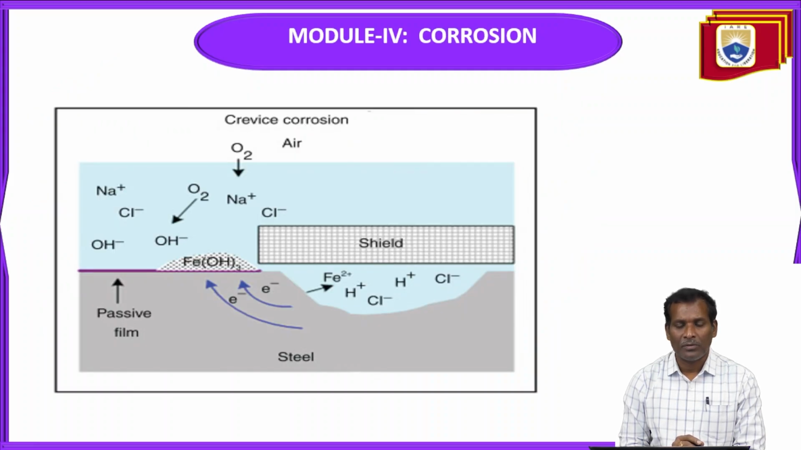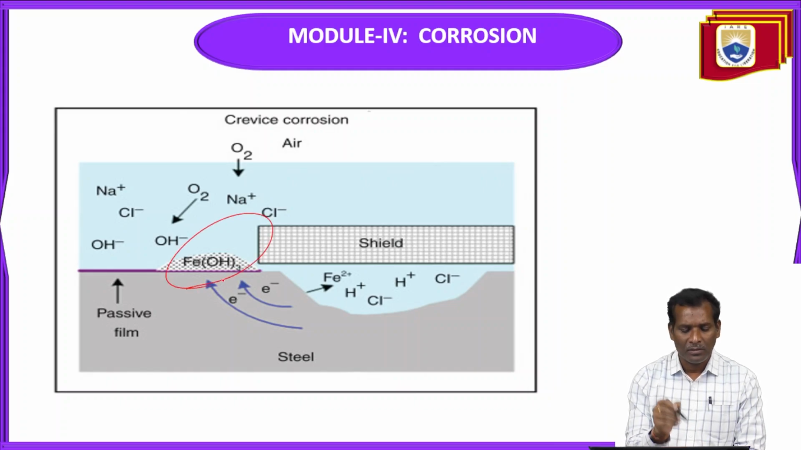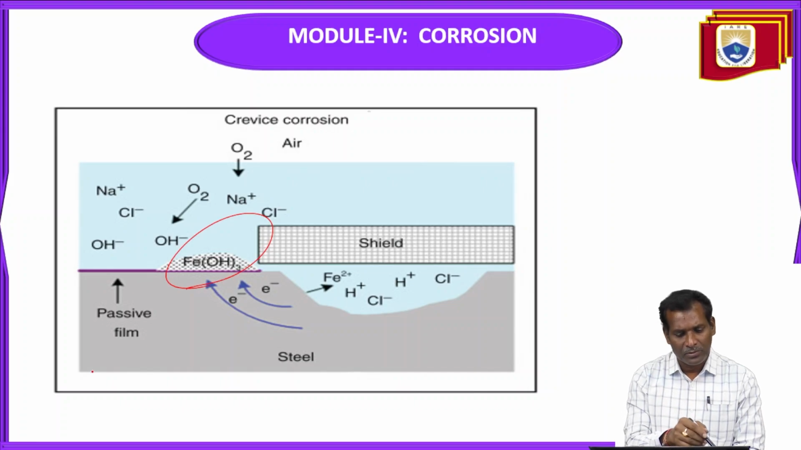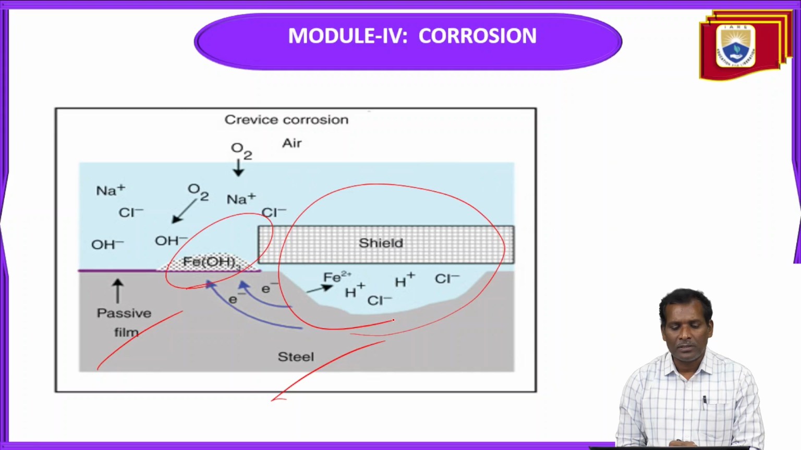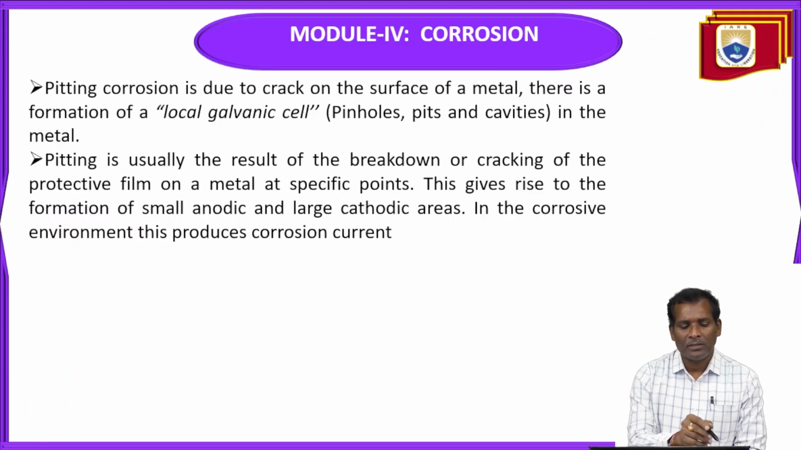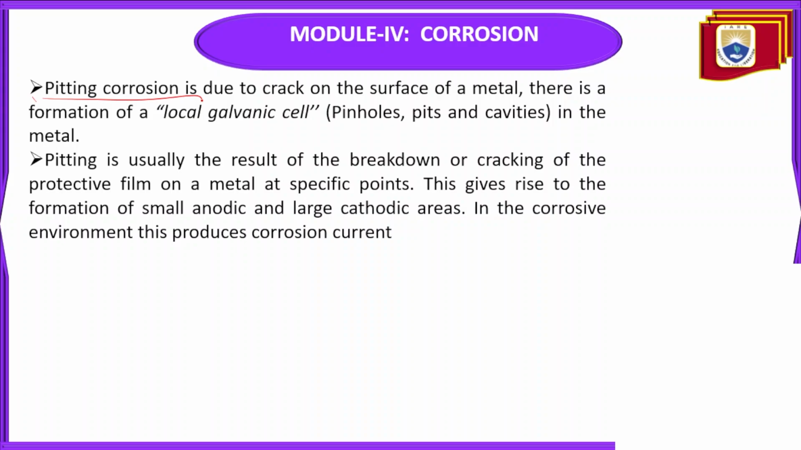So here crevice corrosion is shown in this figure, where hydroxide and passive film and steel material. So this is the crevice corrosion area. So next one is pitting corrosion.